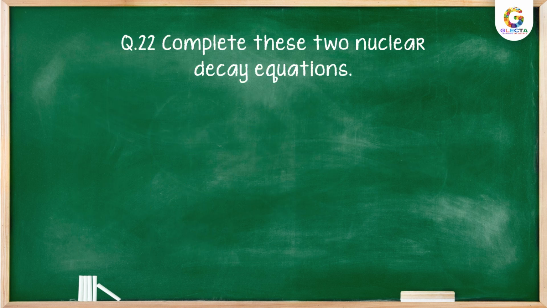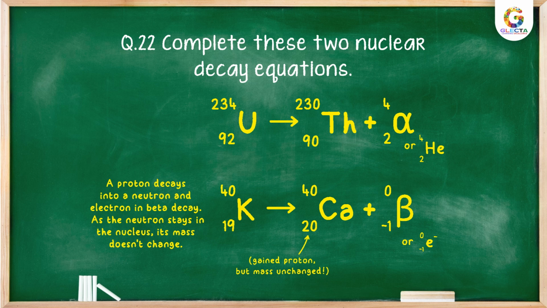Question 22. Complete these 2 nuclear decay equations. You'll definitely want to pause for this one. An alpha particle has a mass of 4 and a proton number, atomic number, of 2. Taking that away from the uranium numbers, we're left with 230 and 90 on the thorium nucleus left over. A beta particle has a mass of basically 0, so we put that as its mass, and it has an atomic number of -1, so the mass of the nucleus left over doesn't change, but be careful with the atomic number as it must go up by 1.